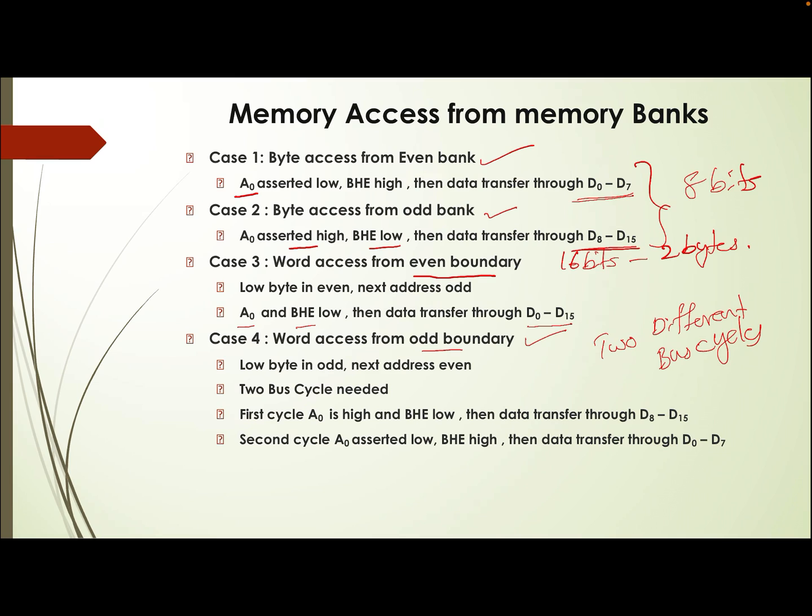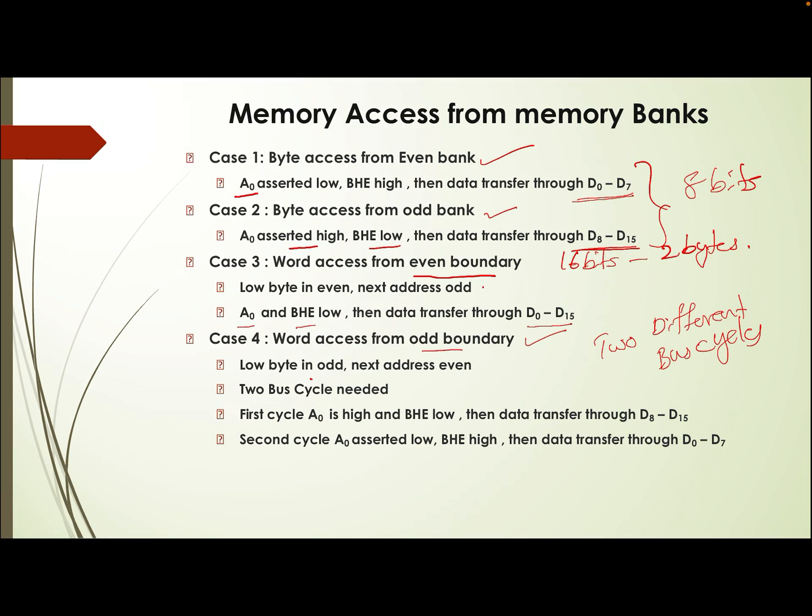2 different bus cycles are needed in the case of word access from odd boundary. Now the low byte is at an odd address and the next address is even. So the low byte is stored in the odd bank and the higher byte is stored in the even bank.